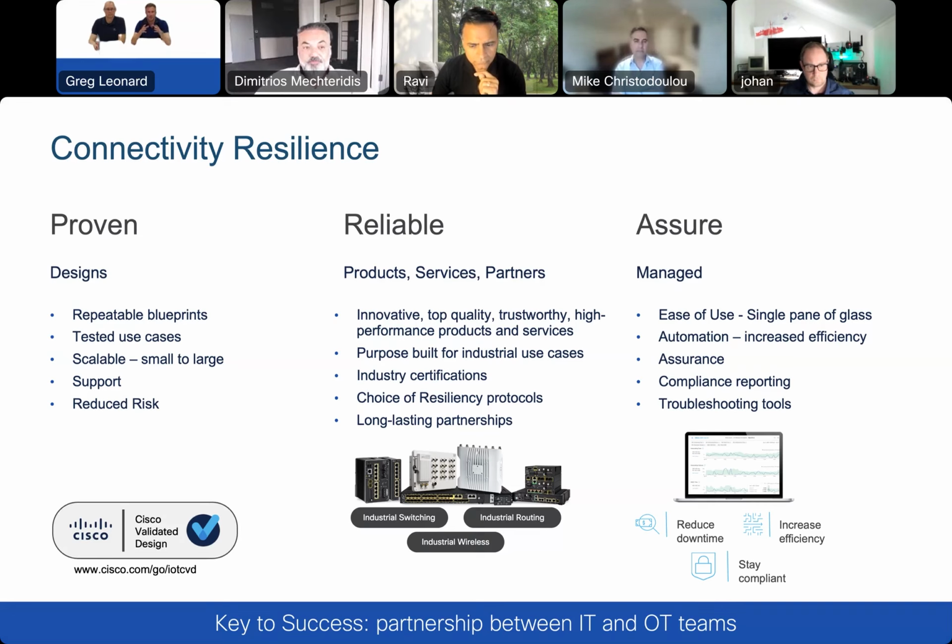Lastly, we need assurance, ease of management in a single pane of glass, and being able to automate processes effectively and efficiently. Assurance will give us the assurance that our systems are doing what they say they're doing, to comply with our compliance reporting obligations. And lastly, having troubleshooting tools to be able to get us to that mean time to resolution as quickly as possible.